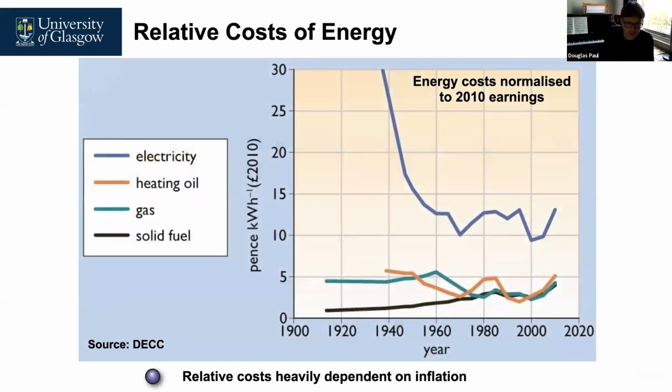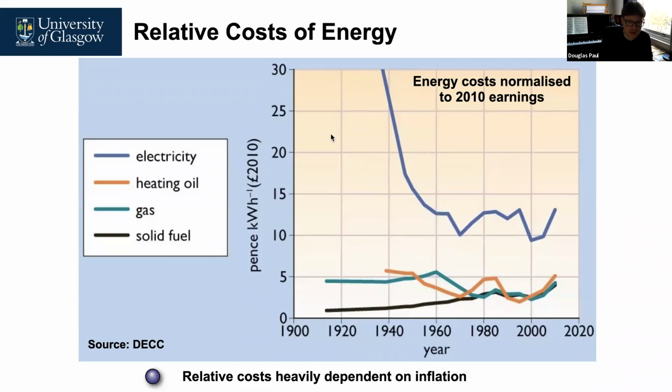Now, over time, relative costs of energy can change quite substantially. And the relative costs are heavily dependent on inflation. Now, this particular graph, what it's trying to do is normalize out to 2010 earnings so that all the prices for previous years are about the same. And you can see the variance that is going on because of the markets and supply and demand for different fuels. Now, students typically are surprised by electricity and how much electricity early on was very expensive.